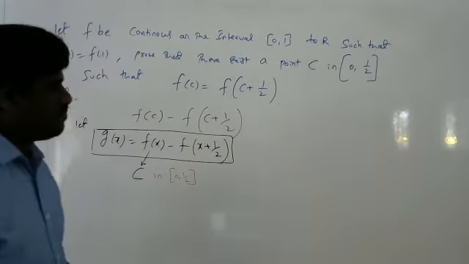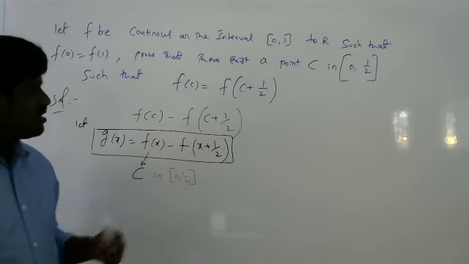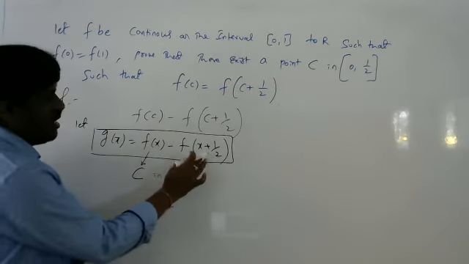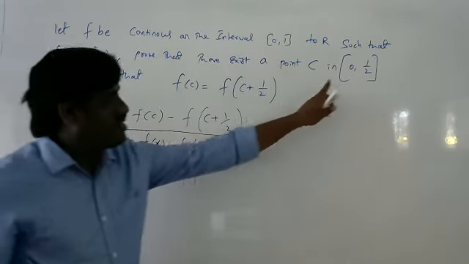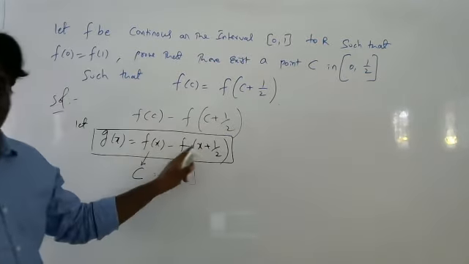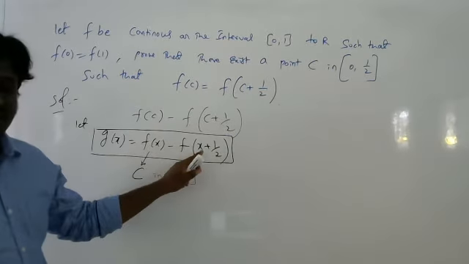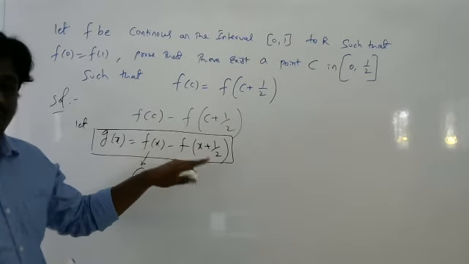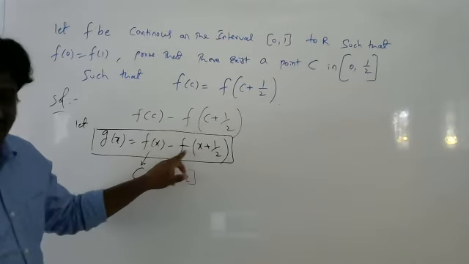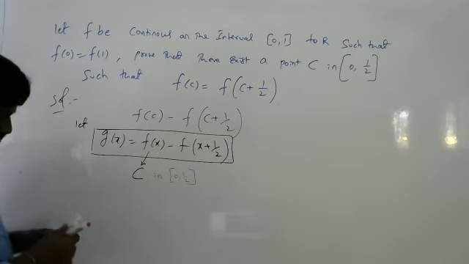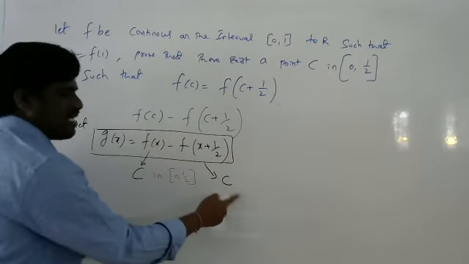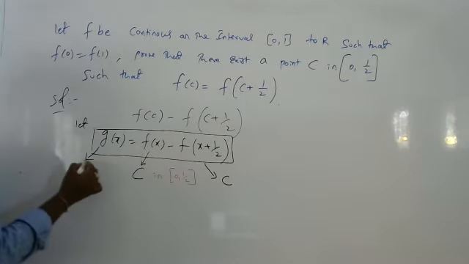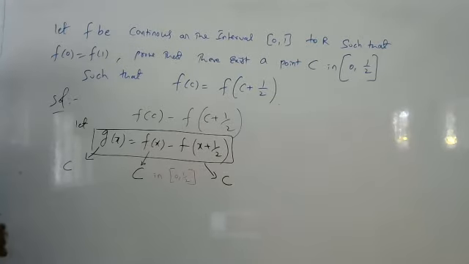See here, if I substitute 0 in this, 0 plus half, how much do I get? Half. I substitute 0 because I have to check 0 to half. If I substitute 1 in this, half plus half, how much do I get? 1. This means the function f of x plus half is also continuous. Continuous minus continuous is continuous, so g of x is also continuous in the interval 0 comma half.